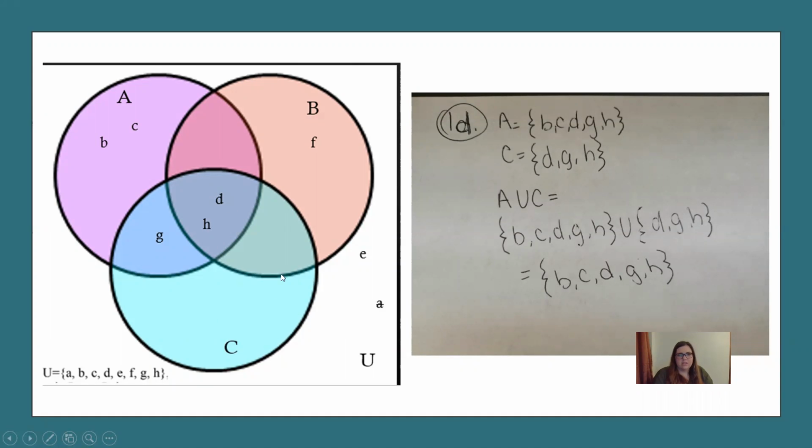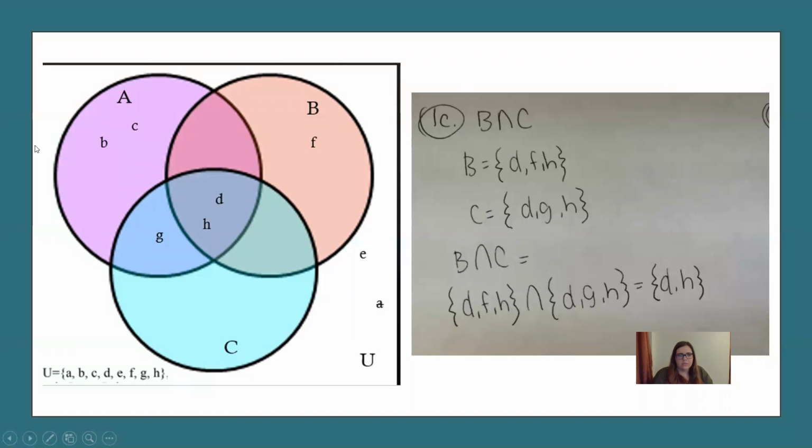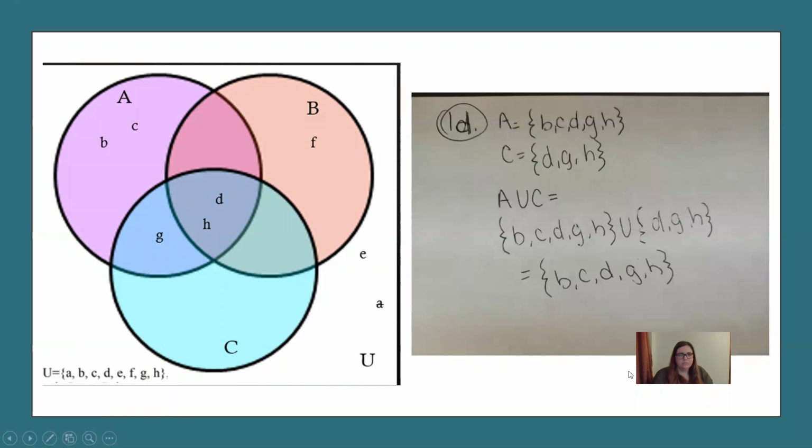And you can also look at these. Let me go back. So B and C, they both have D and H. B, A, and C. A or C. Well, that's just going to be all of them. So of course there's B, C, D, G, and H, and D, G, and H was already in this one.